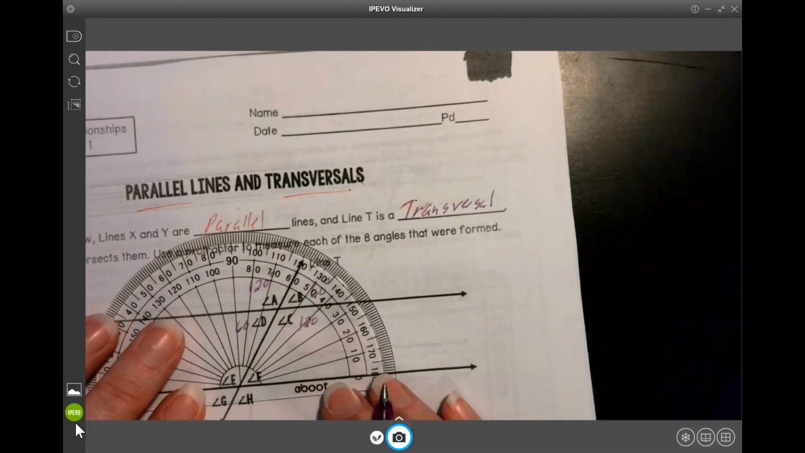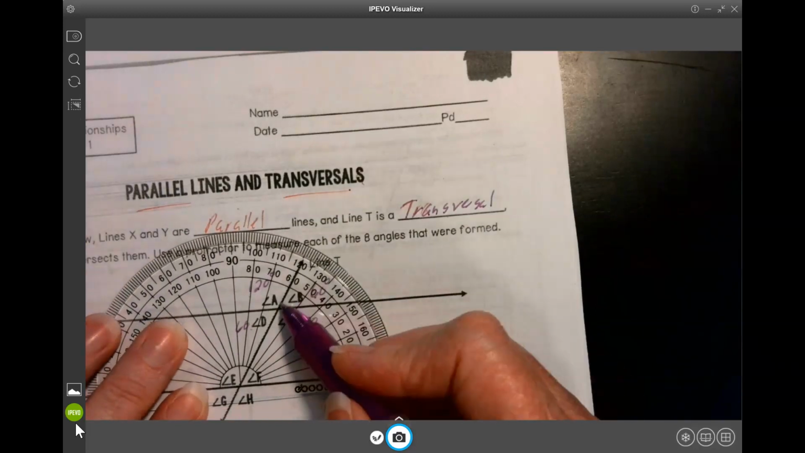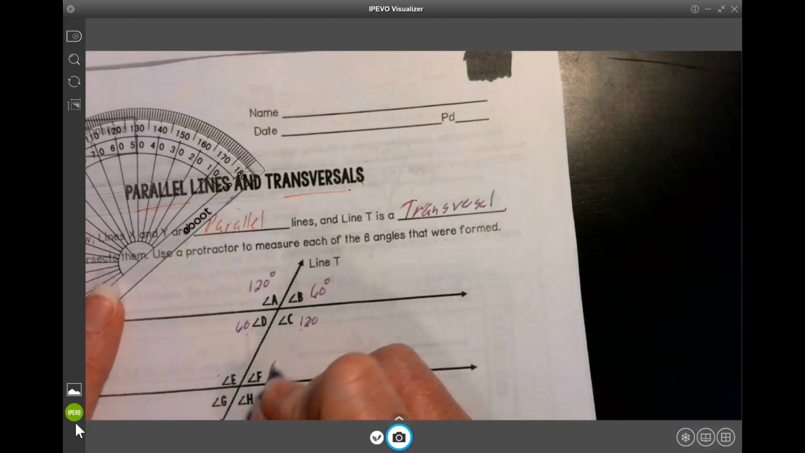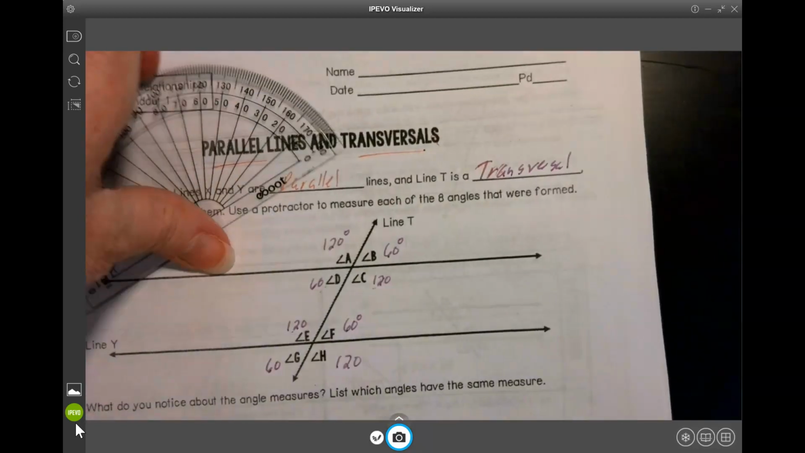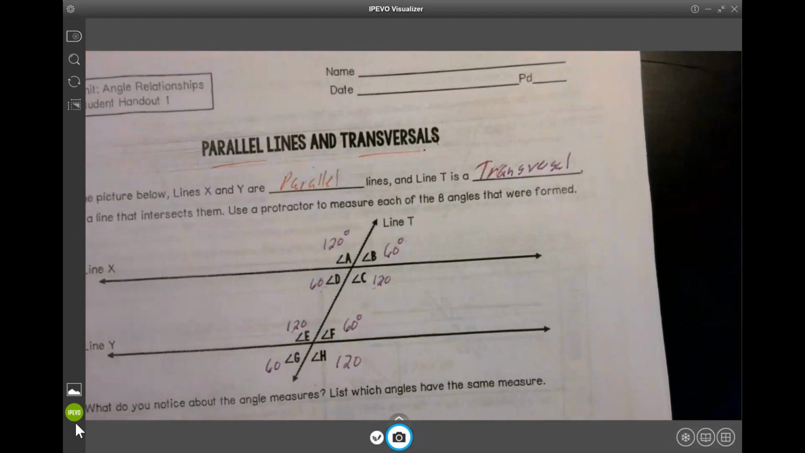Now, this is the theorem we're going to be using today. Measure this angle right down here. And look at that. That's 60 degrees. So that's 60 degrees. Guess what this is? Yep. And this. And this. Okay, so label all those. We're going to use that information. Again, we'll practice with the protractor some other time.